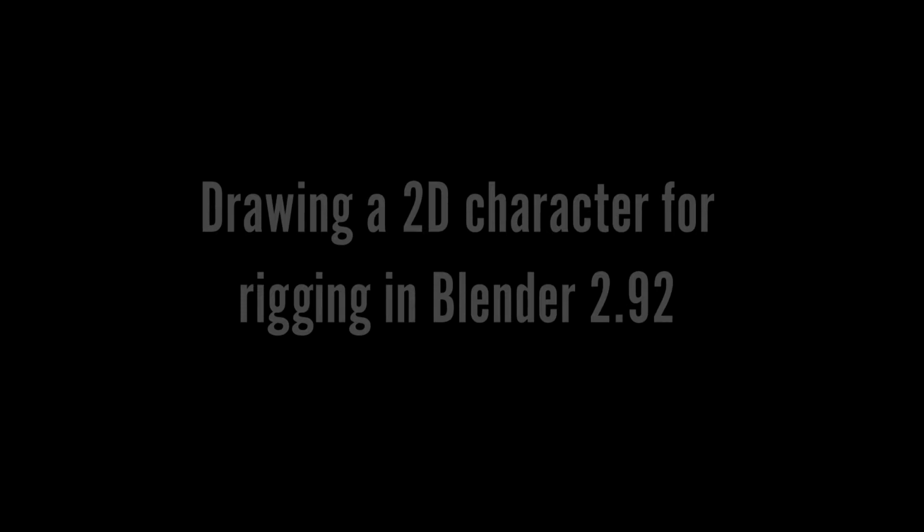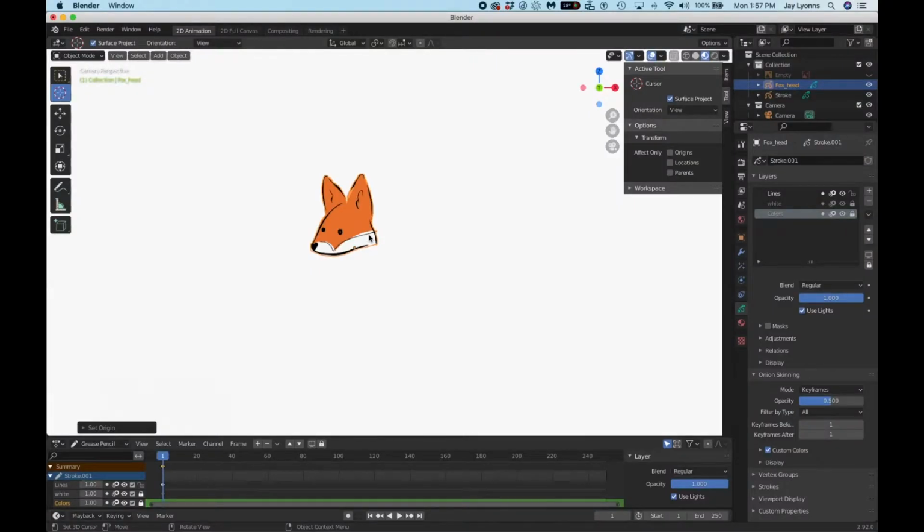We're going to draw a 2D character for rigged animation in Blender. Creating a rigged character in Blender is ridiculously easy. I've started off with a fox's head. And now, obviously, we're going to add a body.